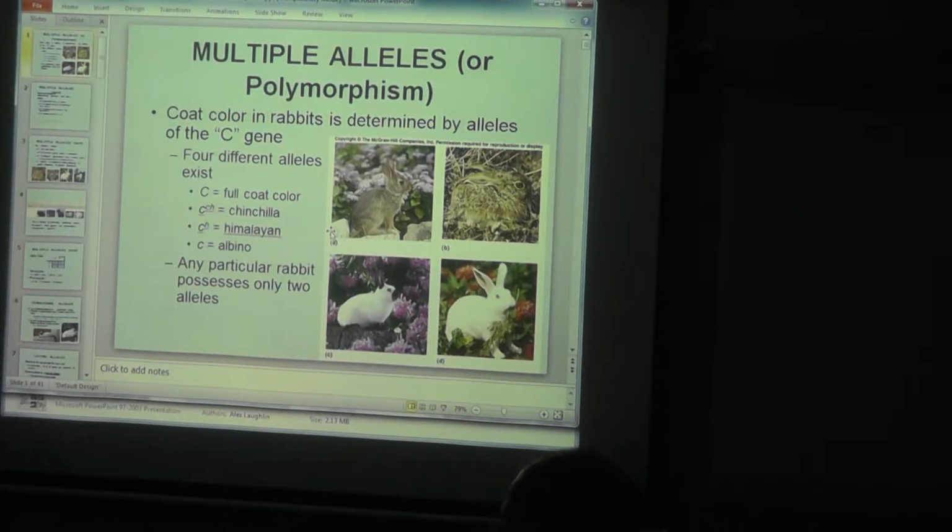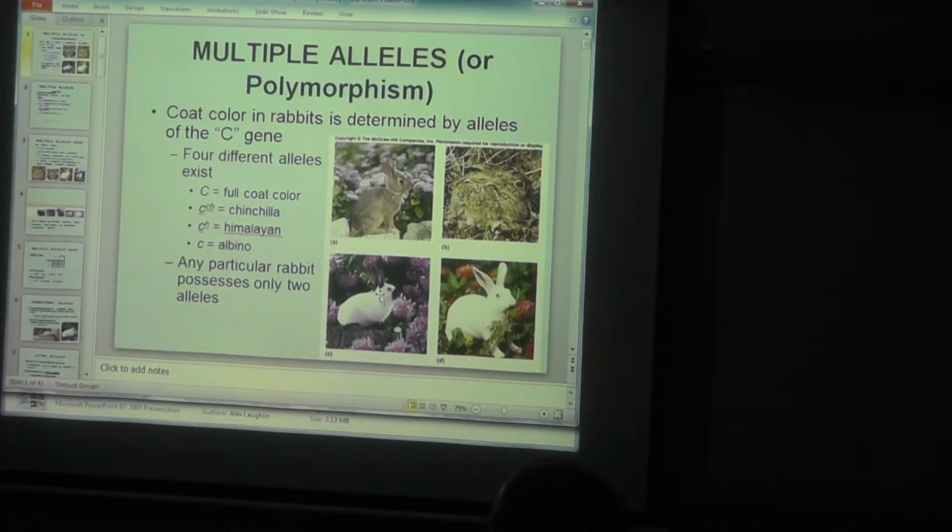The Himalayan one was mixed with the albino one, right? Because they're both white with red eyes. This one was mixed with something else, and that made the Himalayan one, right? That's exactly right. This is purebred because it's got a full coat color, and this is the albino. These are all mixes.